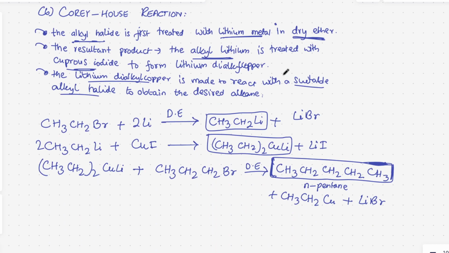Therefore, we had to resort to the Corey-House reaction, which would help us get any number of carbon atom alkenes that we would like to have. Moving on, we go to something not that important or common, but it's by the reduction of alkyl halides.